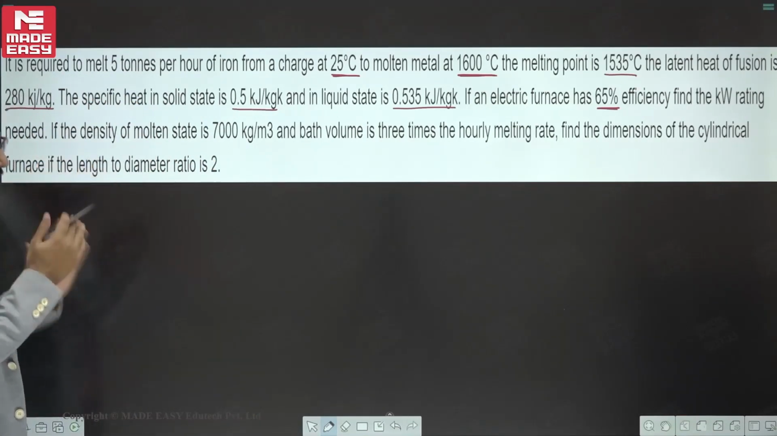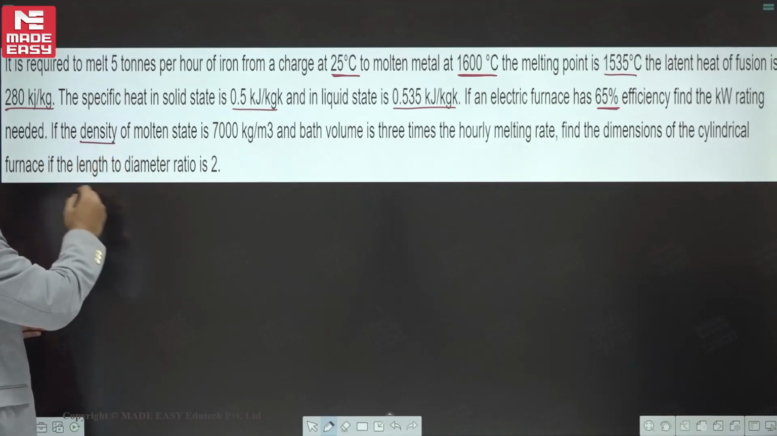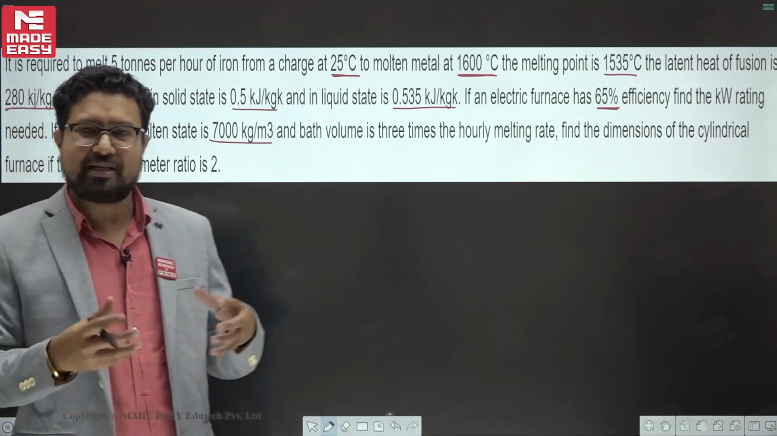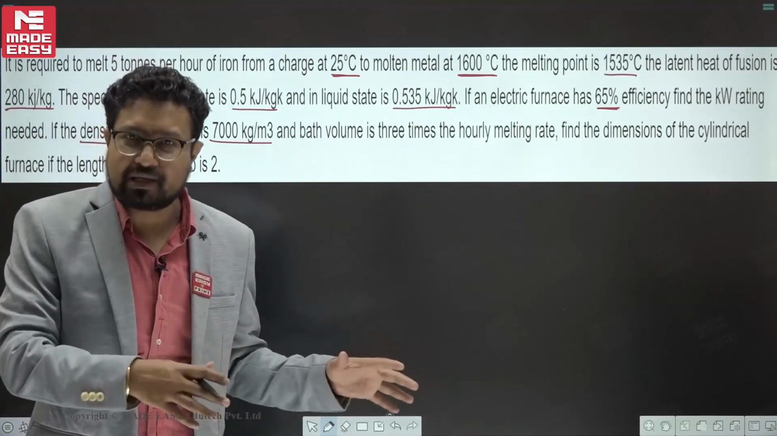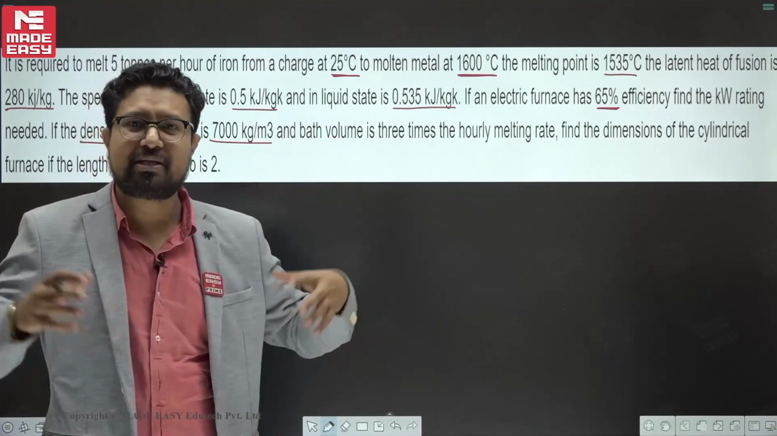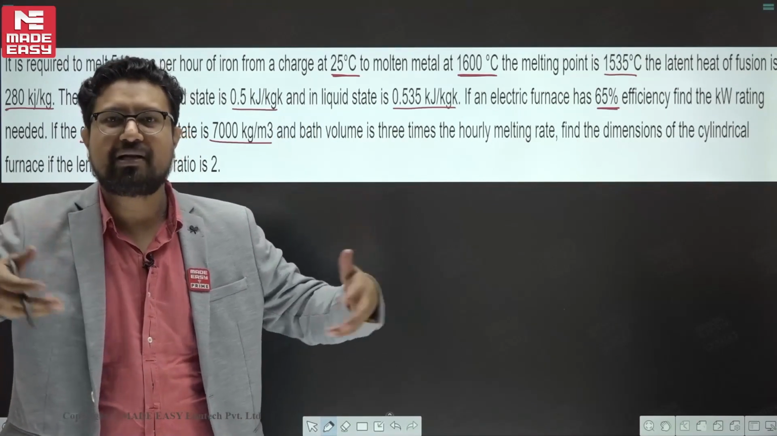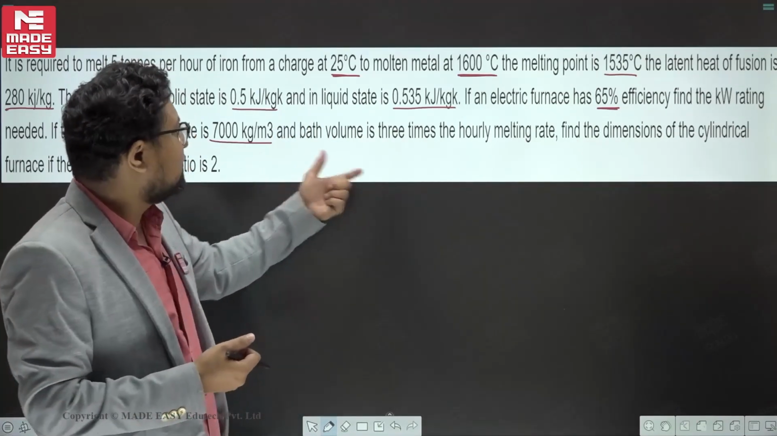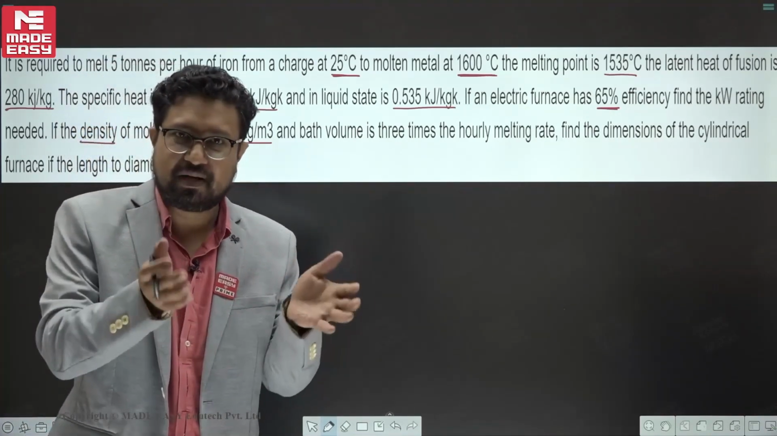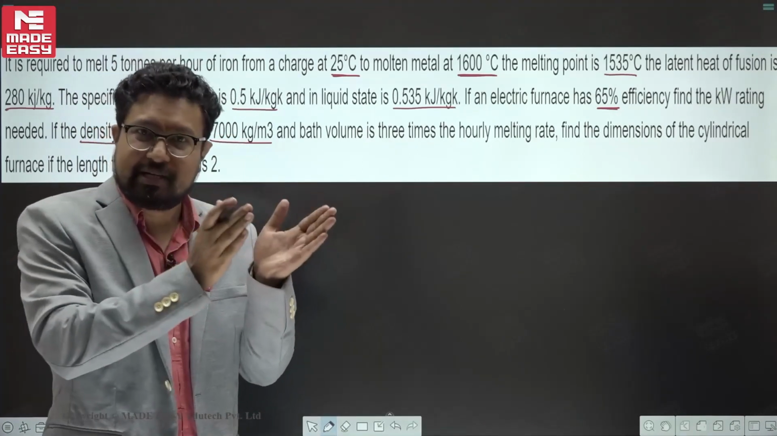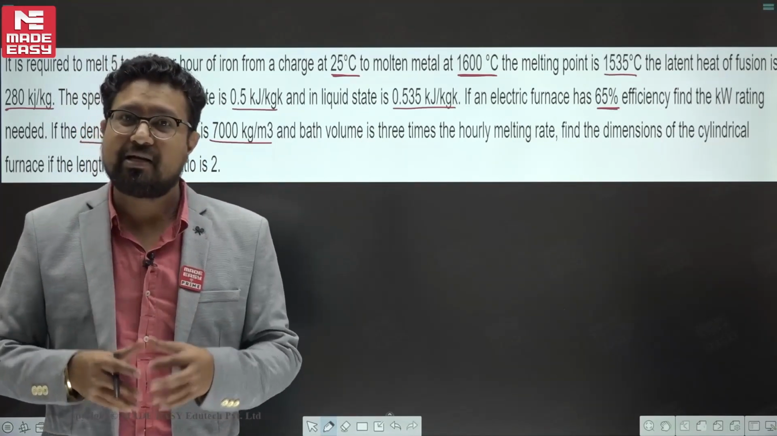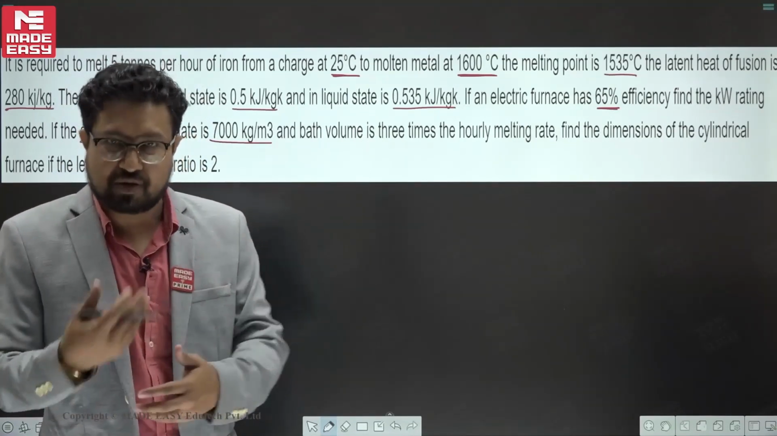Now in the second part they have asked: if the density of the molten state is 7000 kilogram per meter cube, this is the density of the molten iron which they have given, and the bath volume, the volume where the melting is taking place, is 3 times the hourly melting rate. So the bath volume, where we will melt it, is 3 times the hourly melting rate. Whatever we are melting in an hour, the capacity should be 3 times of that.